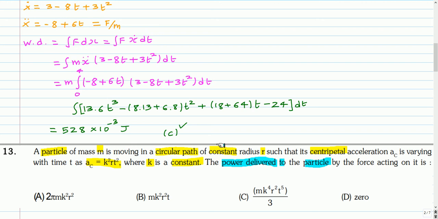This is the next question. A particle of mass m is moving in a circular path of constant radius r, such that its centripetal acceleration AC is varying with time as AC equal to k square r t square, where k is a constant. The power delivered to the particle by the force acting on it is. You can pause and attempt this question.